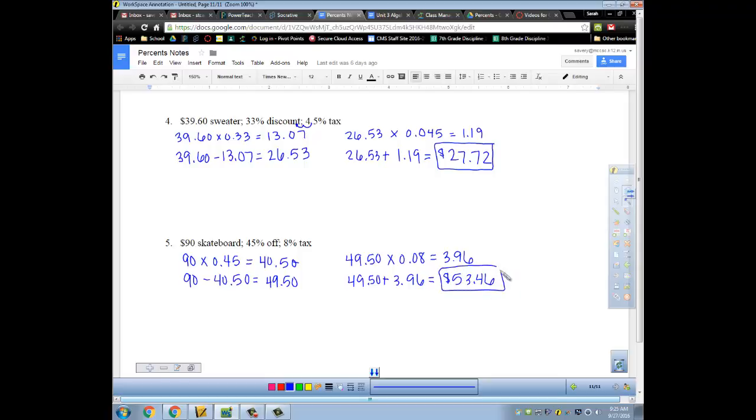Okay, so always remember if you're finding the discount, you subtract that. If you're finding tip or tax, you add it. And then you always turn your percent into a decimal and multiply it. So just keep track of all your numbers, make sure your work is very organized, and if you have any questions, please let me know.